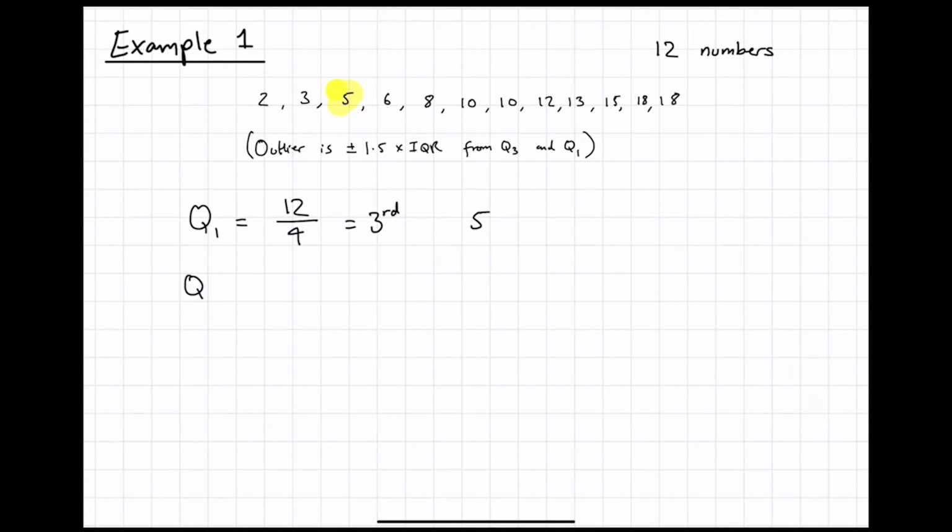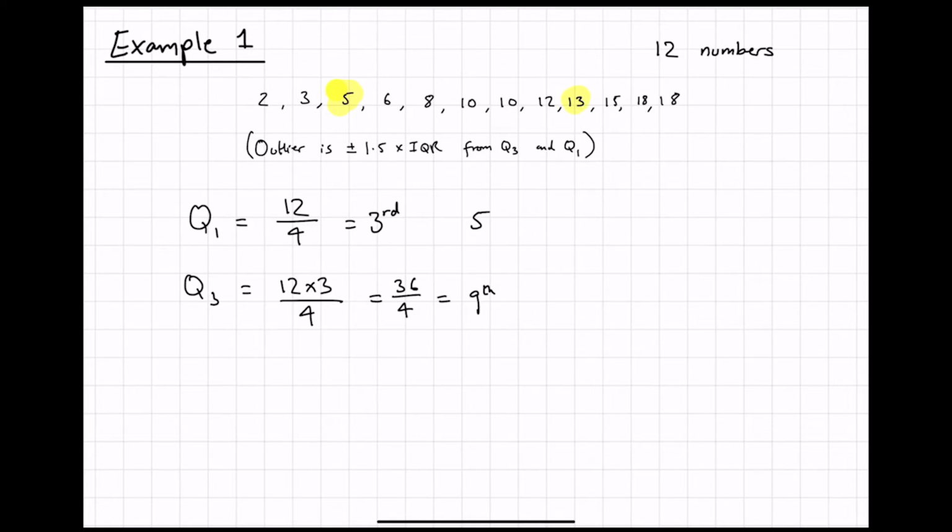Now let's find the upper quartile. This will be 12 times 3 divided by 4, which is 36 divided by 4, which is the 9th number. So the 9th number along would be 1, 2, 3, 4, 5, 6, 7, 8, 9. That's 13. So let's mark that down as our upper quartile. Cool. Now we have our two quartiles.